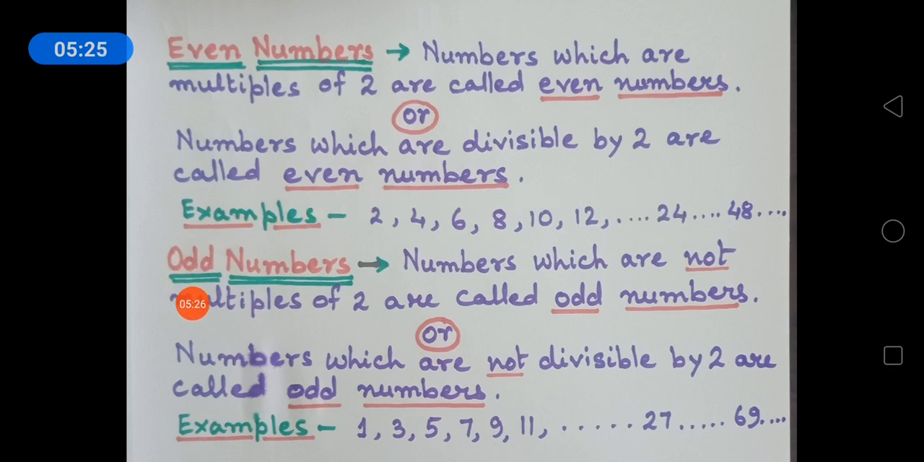Now comes your odd numbers. Numbers which are not multiples of 2 are called odd numbers. Or the numbers which are not divisible by 2 are called odd numbers. For example, 1, 3, 5, 7, 9, 11 dot dot dot. In this way it goes on, 27, 69 and so on.